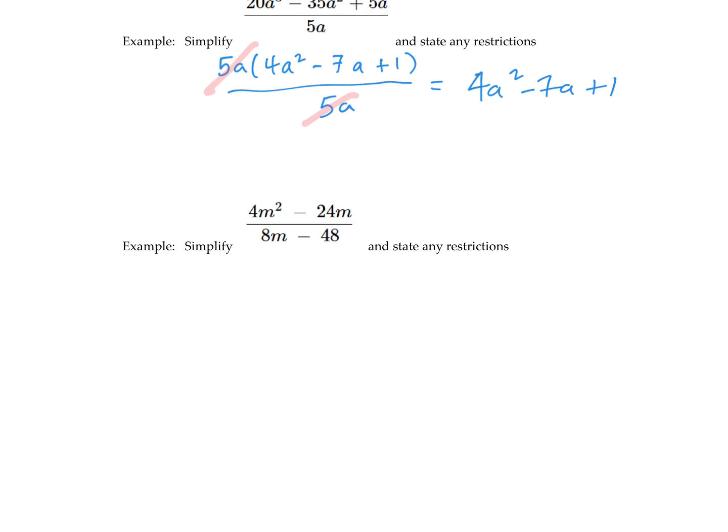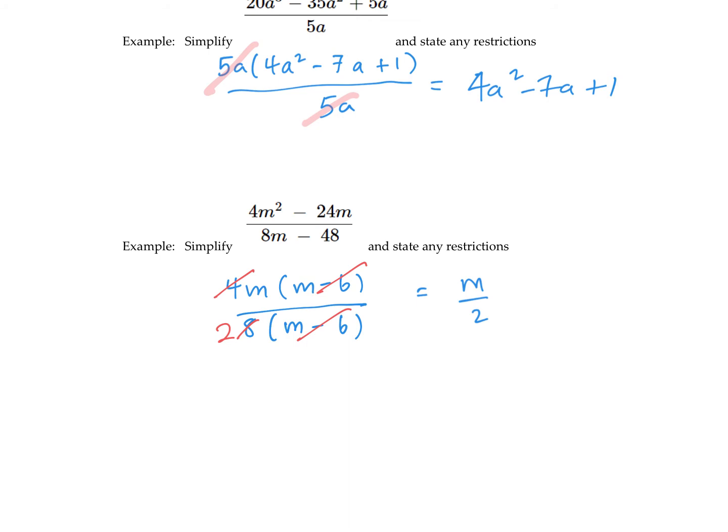Likewise, in this question, we're going to see what we can factor. So in the numerator, I see a common 4m. In the denominator, I see a common 8. So what can we reduce now? Well, we can reduce the m minus 6, and we can reduce the 4, goes into 8 twice. So final result is m over 2.